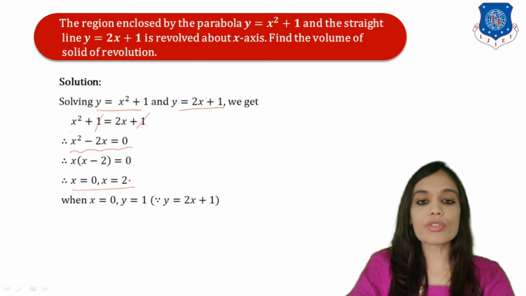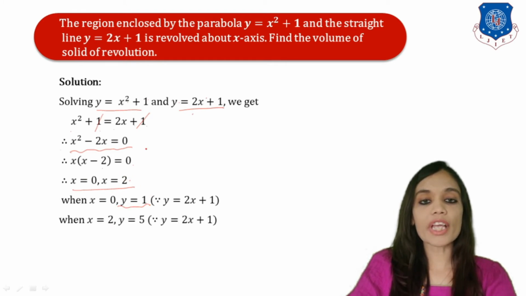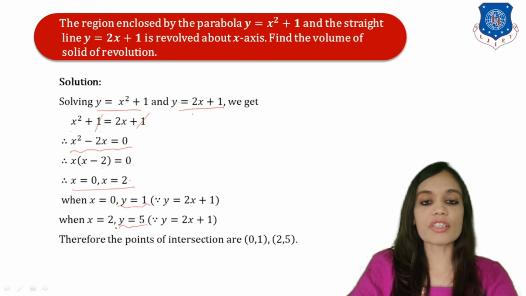Now substitute these two values in this equation. So what we will get? When we put x equals 0, y will be equal to 1. And when we put x equals 2, what will you get? y equals 5. Okay, so the points of intersection are (0, 1) and (2, 5).